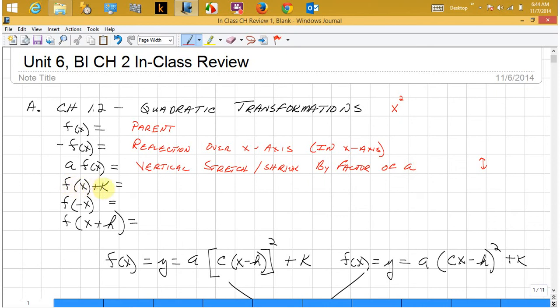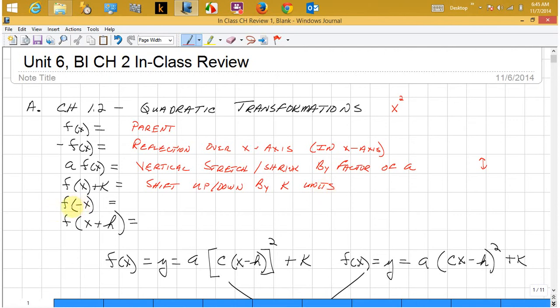Here we're going to have a shift in the y direction, which again would be a vertical shift. Now we're going to call that up or down. So this is a shift up or down by k units.